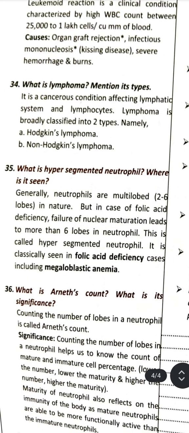Now, see what is lymphoma. Lymphoma is a cancerous condition affecting the lymphatic system and lymphocytes. Lymphoma is broadly classified into two types: Hodgkin's lymphoma and non-Hodgkin's lymphoma.